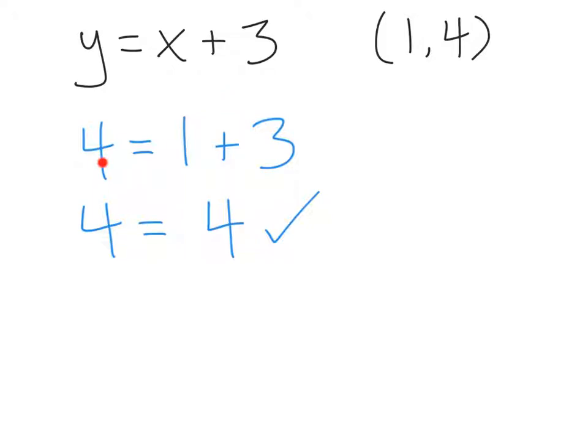So I've done that here. I plugged in 4 for y and 1 for x, and I get 4 equals 1 plus 3. 1 plus 3 is 4, so I get 4 equals 4. Since it checks out, since I get a true statement, that means that this point lies on this line. Or in other words, if you were to graph this line, it would go through this point.